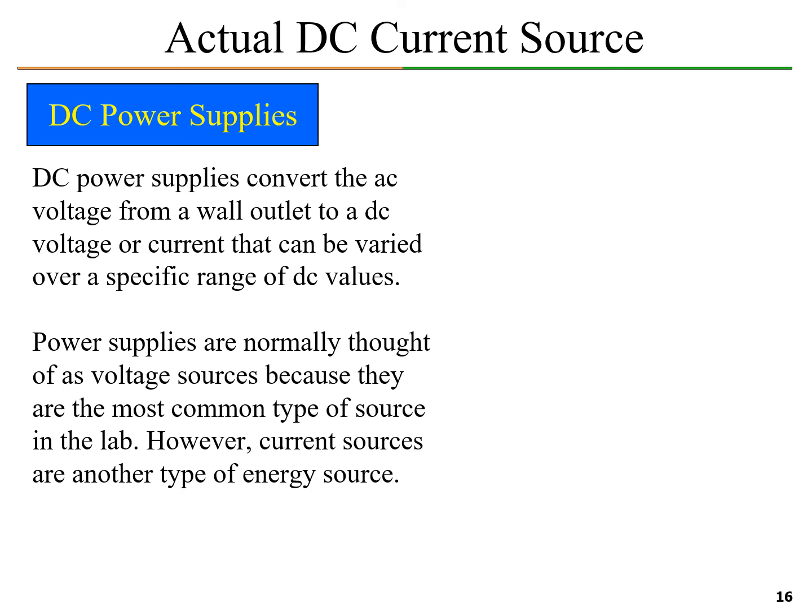Let's look at an actual DC current source. This brings up DC power supplies. They convert the alternating voltage from your wall outlet to a direct voltage or DC voltage or current that can be varied over a specified range of DC values. Power supplies are normally thought of as voltage sources because voltage sources are the most common type of source in the lab. However, current sources are another type of energy source that you will find in some labs.